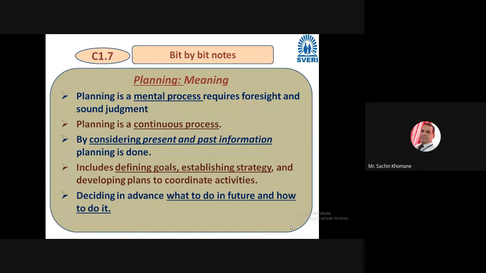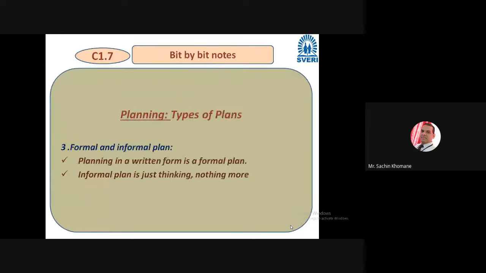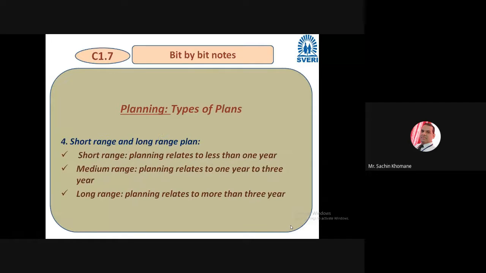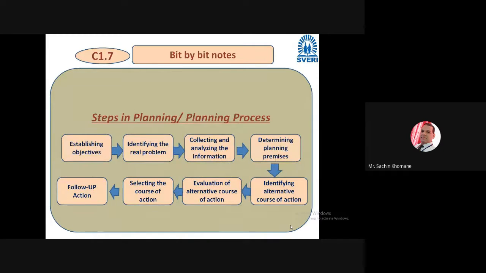We saw what is the exact meaning of planning, right? So how planning should be done. Then we discussed the various types of plan like financial plan, non-financial plan, standing and ad hoc plan. Then we have seen formal and informal plan. Then short range and long range plan. Then administrative and operational plan. So these many plans we saw, and later on at the end of previous lecture we saw the various steps or process in planning, right?